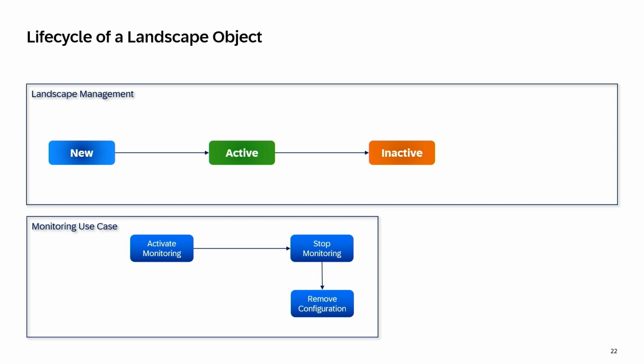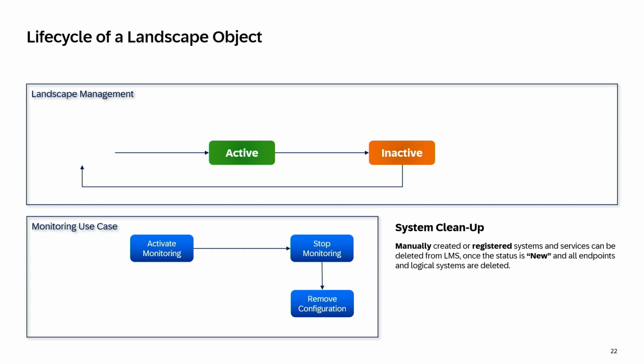You first have to remove the configuration. Once you remove the configuration, your landscape object goes back into status new, and then, if you do a system cleanup, everything that was manually created or registered can be deleted once it's new. Why do I stress manually and registered? Because there are also cloud services that we get automatically from SLIS. For those, you still cannot delete them when they are in status new. You first have to unsubscribe. As long as you have subscribed the cloud service, you cannot delete it from landscape management.